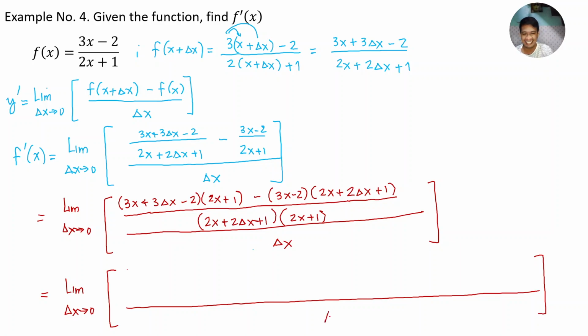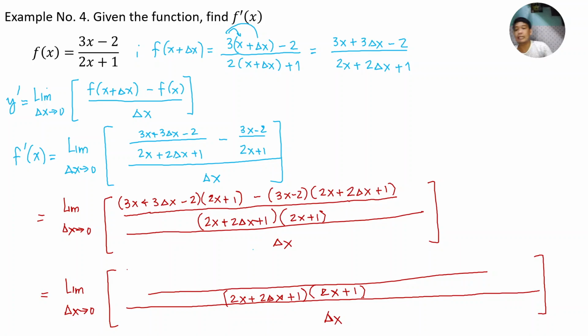division para ma-separate natin ang numerator sa denominator. So this gives us all over 2x plus 2 delta x plus 1 times 2x plus 1. Then, multiply na natin yung numerator.